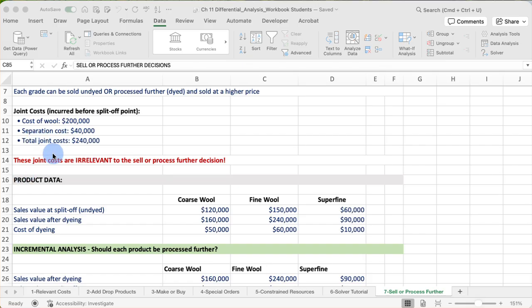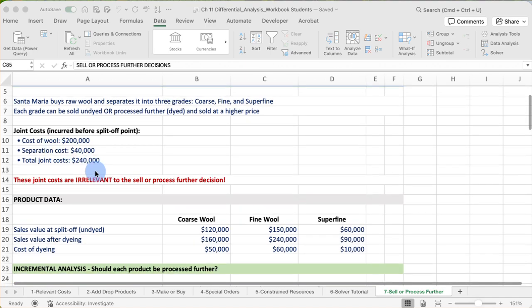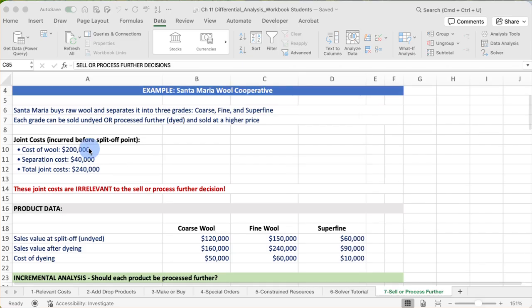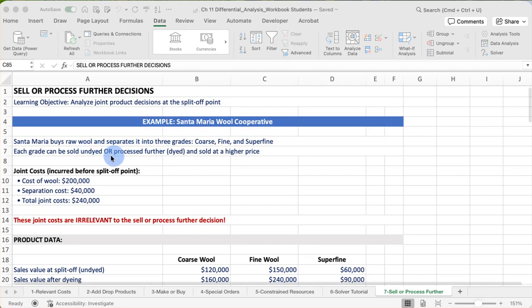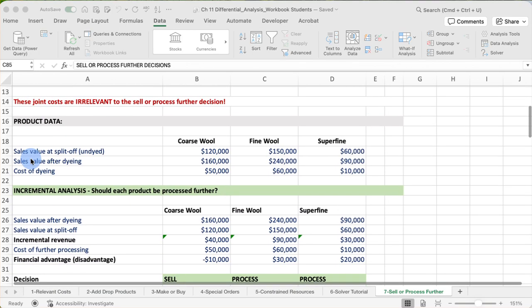Joint costs are irrelevant to the sell or process further decision because they are in the past. We can't change them from this point forward. It doesn't matter as far as dyeing it goes. That is the cost that's going to be incurred no matter what we do with the product, so it's irrelevant.